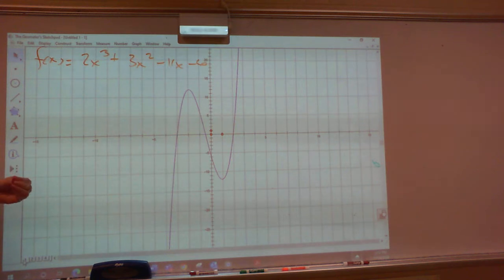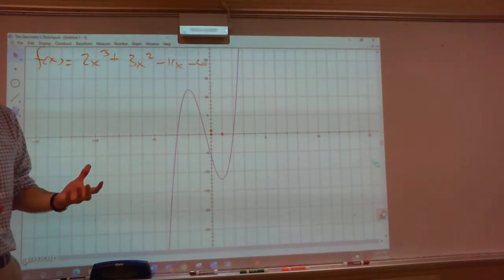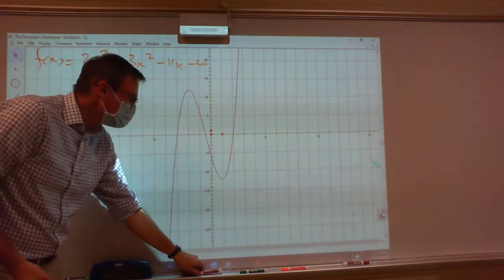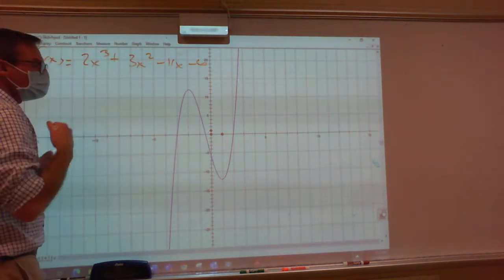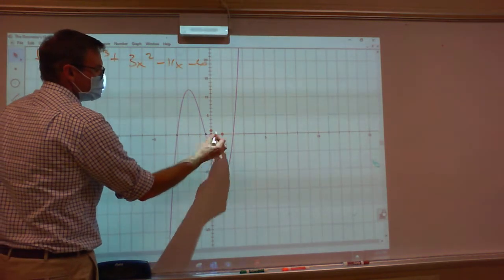All right. A 0 is the same thing as an x-intercept. It's where the y value is 0. So when I look at this graph, I am interested in where this thing crosses the x-axis.